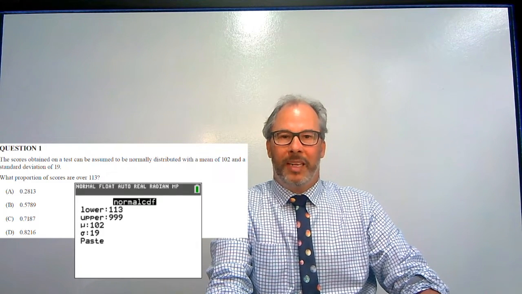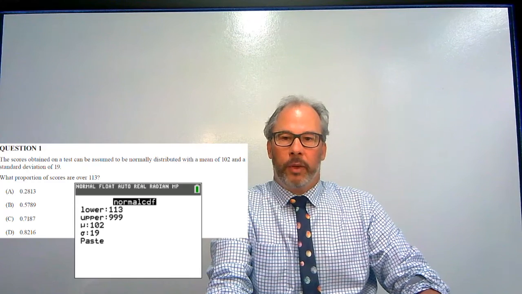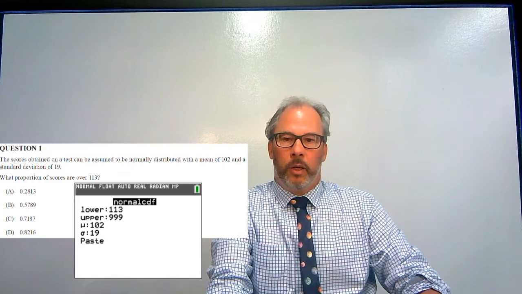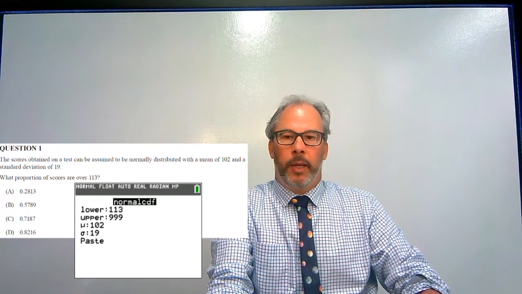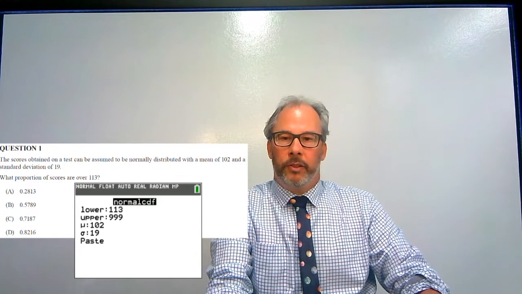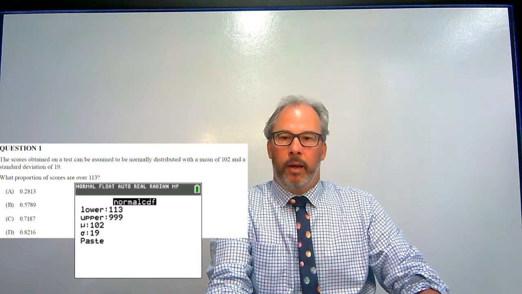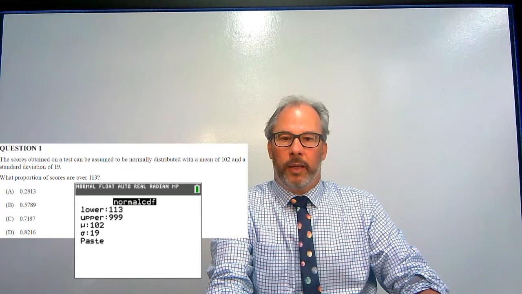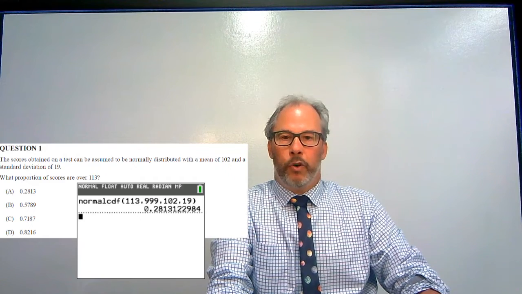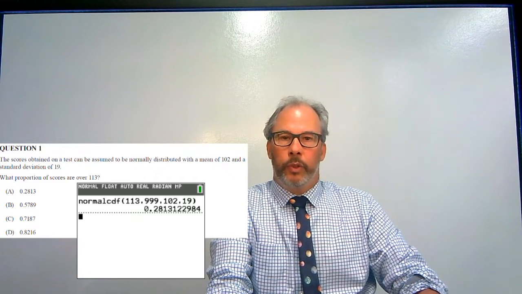I'm going to use the normal CDF function of my TI-84 calculator, and I'm going to type in the lower bound of 113, choose a large number for the upper bound, the standard deviation and mean, 102 and 19. If I calculate that, I get 0.28, which is answer A.